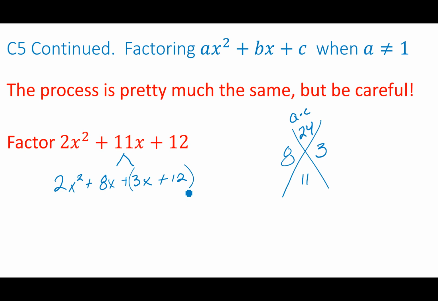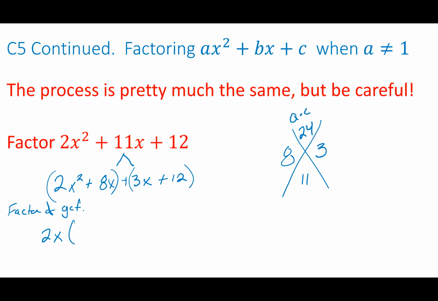Now I can do it by grouping. So I'm going to group my first two, and I'm going to group my second two. Now I want to factor out GCFs from each of these. 2x squared plus 8x. What is my GCF of 2x squared plus 8x? First off, look at the numbers. What's the biggest number I could factor out? 2. Can I factor an x or an x squared or anything out? Yeah, I could factor out 2x.